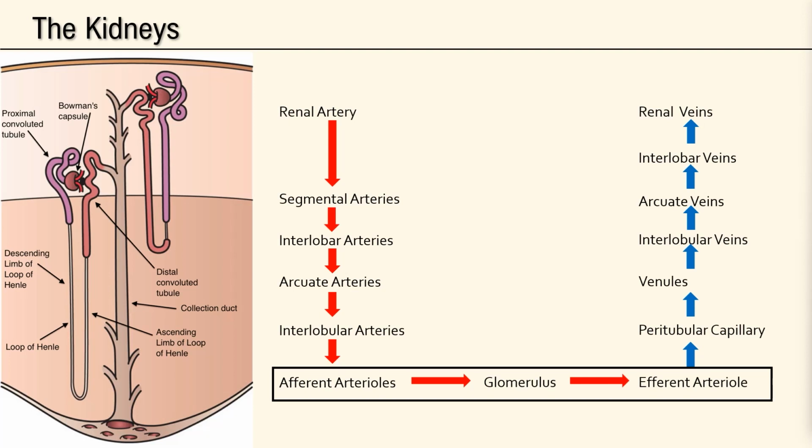The afferent arteriole drains the filtered blood into the peritubular capillaries, venules, interlobular veins, arcuate veins, interlobar veins, and finally out of the kidney into the renal veins. Chronic hypertension or uncontrolled diabetes can damage these tiny but very important afferent arterioles, and lead to kidney disease and eventually kidney failure, requiring invasive treatment options to sustain life.